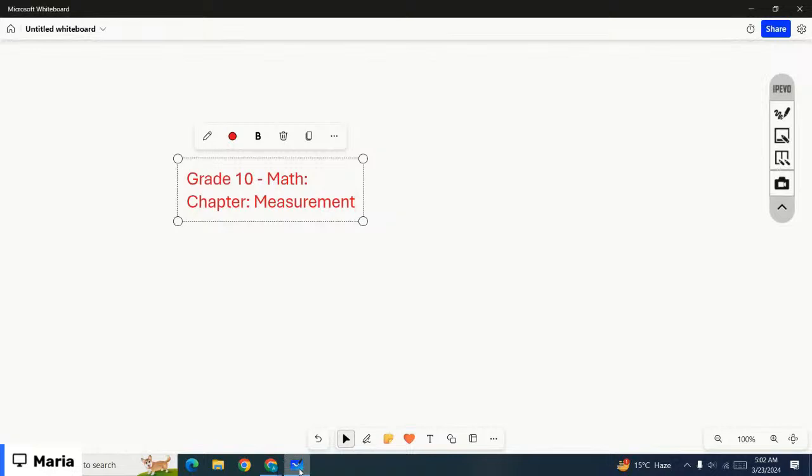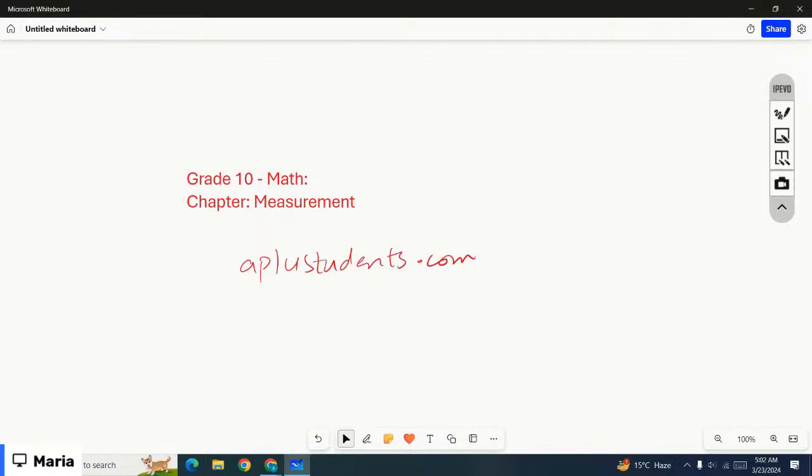We are here for grade 10 math. You can find all the lessons on aplusstudents.com. You have to log in there using your email address and password as provided by the administrator. Then you have to select math from the subject tab. Scroll down to grade 10 and then click on view all lessons.